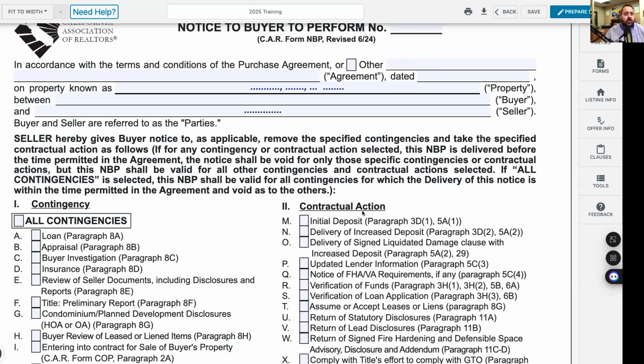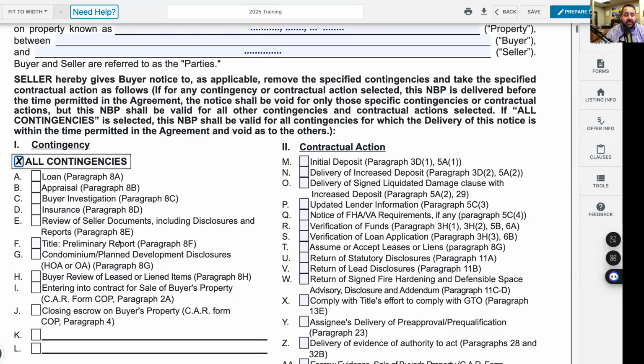Okay, so keep in mind, if I send a notice to perform and I've checked off all contingencies here, and let's say that I send this notice to perform 3 days prior, right? I send it too early. I send it 3 days prior to the loan and the appraisal, but it is a proper time for the investigations.